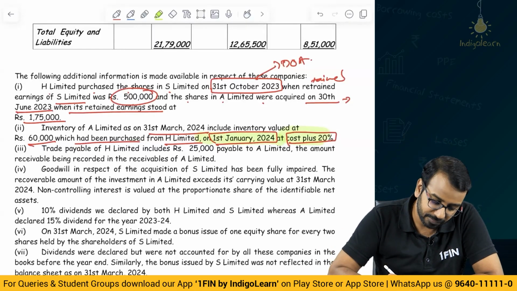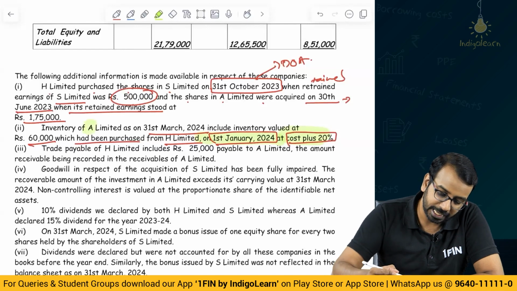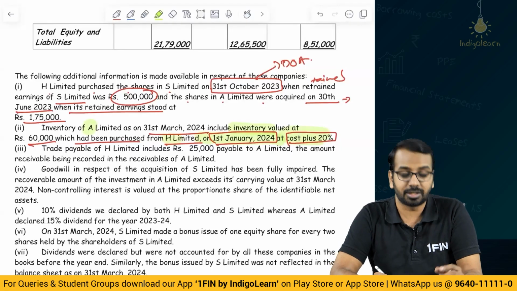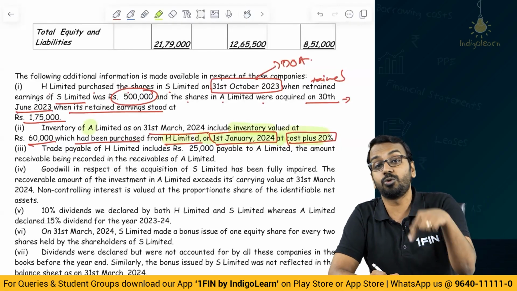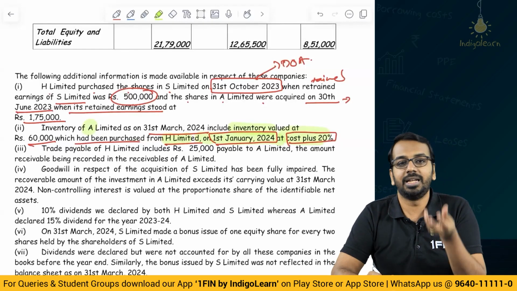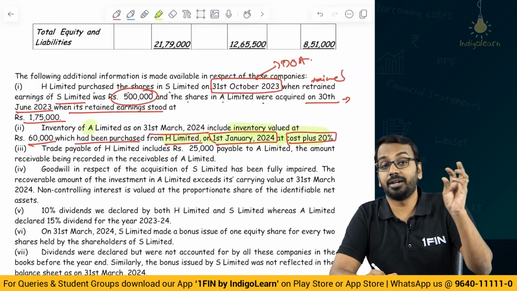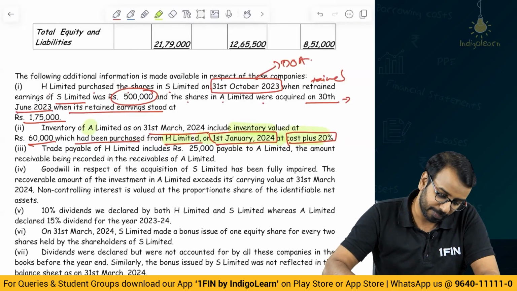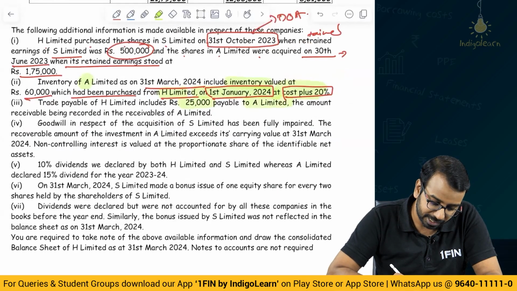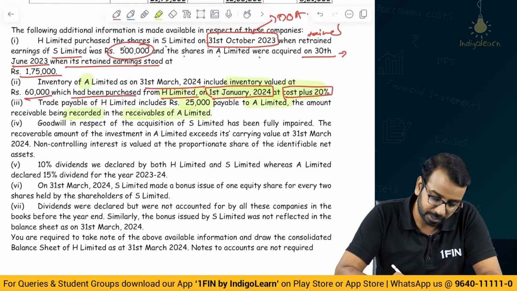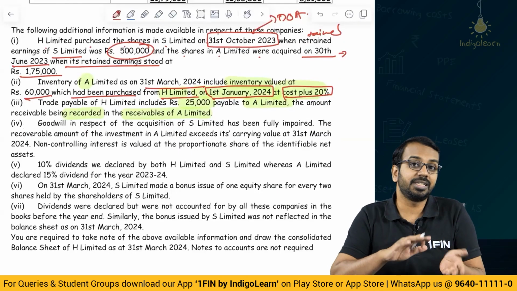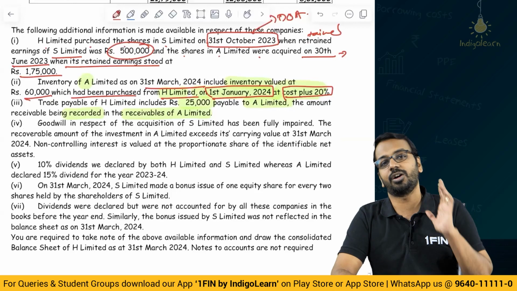Now, here inventory of A Limited include inventory which had been purchased from H. So, who has sold? The parent has sold to the associate. H has sold to the associate. Where will we eliminate this from? We will eliminate this from the consolidated reserves of the parent, right? Then trade payable of H Limited includes 25,000 payable to A Limited, the amount receivable being recorded in the receivables of A Limited. Now, here you have to keep in mind, if it is a holding subsidiary, we will eliminate. If it is an associate, will we eliminate? We will not eliminate, right?